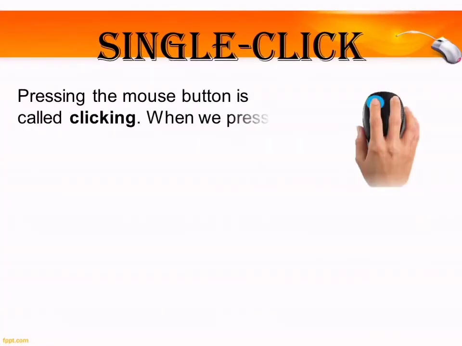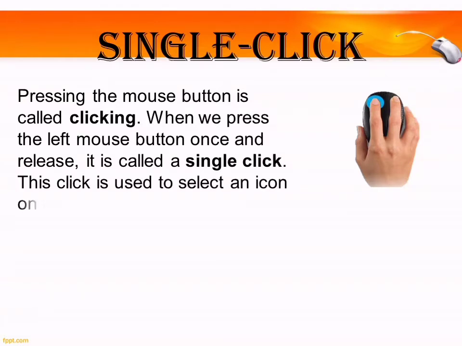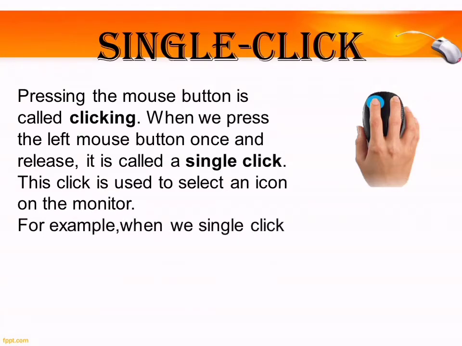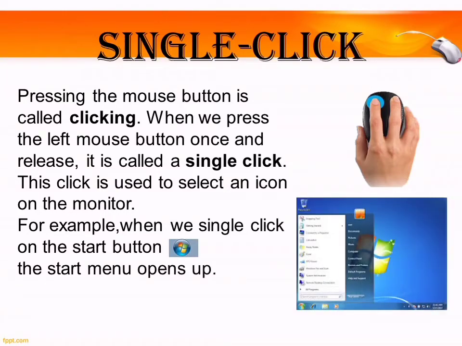Single click. Pressing the mouse button is called clicking. When we press the left mouse button once and release, it is called a single click. This click is used to select an icon on the monitor. For example, when we single click on the start button, the start menu opens up.